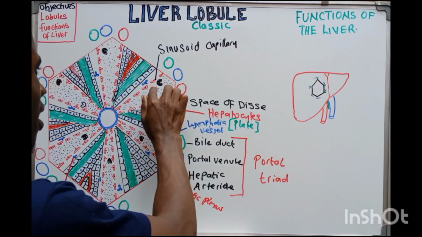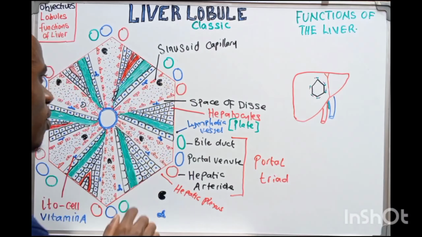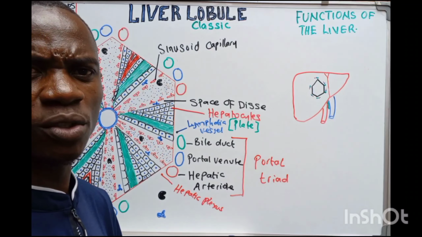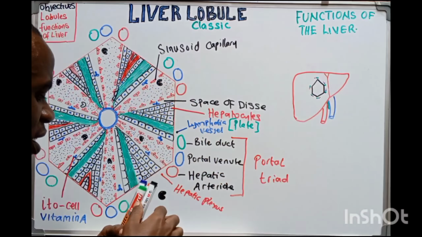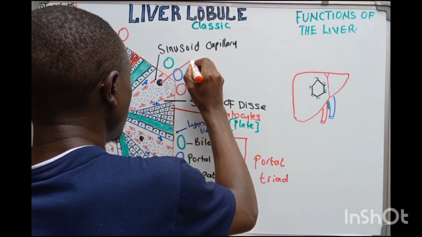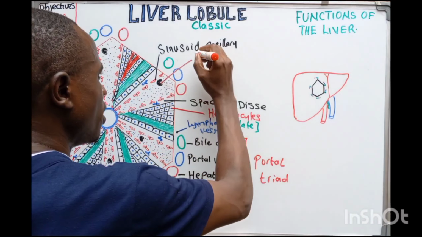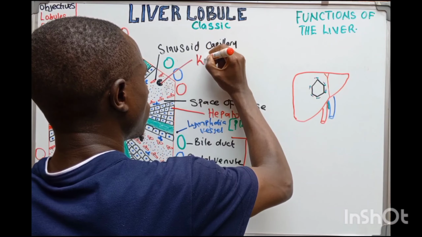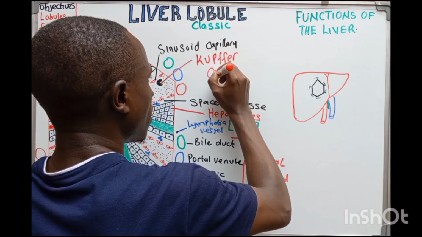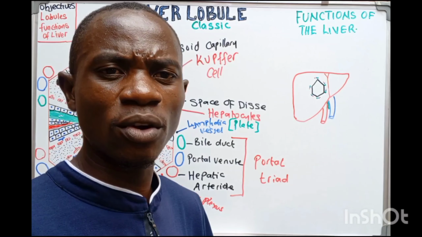Okay, so now when you come again to the sinusoid capillaries, we also have this macrophage. This is very important in the process of phagocytosis. You know how these phagocytes are called? These cells here, this one here, they are going to be residing within the sinusoids. This one here is what we call the Kupffer cell.